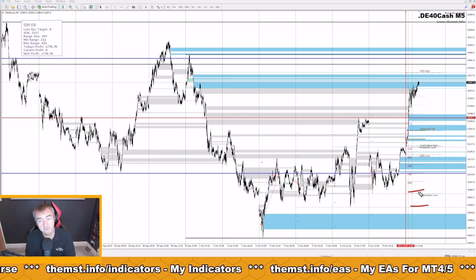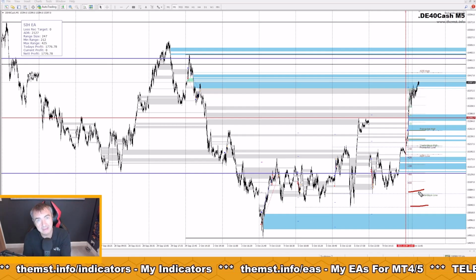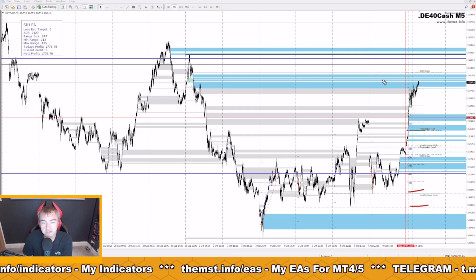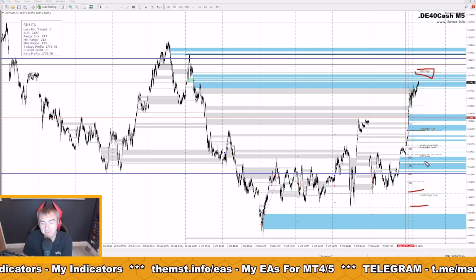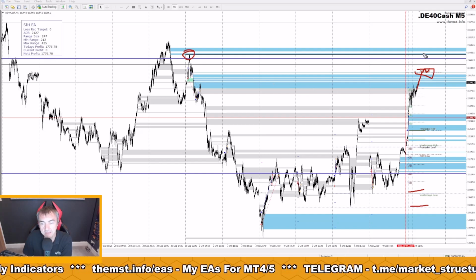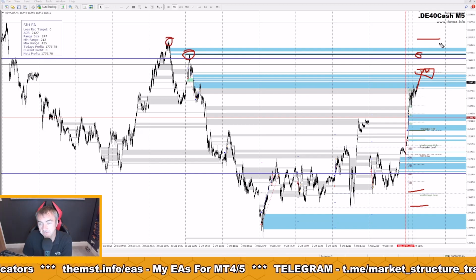Or if you've got conservative mode, it will just try and wait for a pullback to exit you manually when you get to your loss recovery target. To the upside here, I would be looking at ADR high as an exhaustion point. If we got through the ADR high, I'd be watching this high here and this high here for price action.